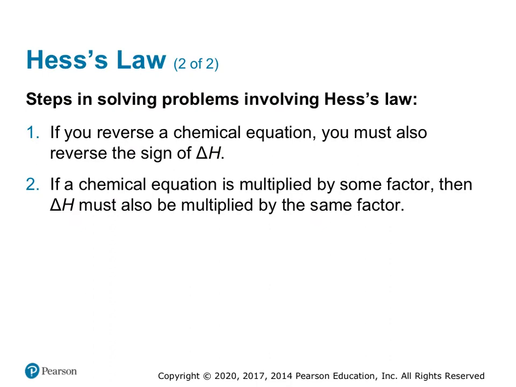There are really only two rules for Hess's law. The first is if you reverse the direction of a chemical equation, flip the reactants and products, then you reverse the sign of delta H. So if you flip the reaction, you flip the sign. And then the second rule is if a chemical reaction is multiplied by a factor, then the delta H is multiplied by the same factor as well. So in order to get your coefficients to be equal, maybe you need to multiply the reaction by 2, and so all the coefficients get multiplied by 2, then the delta H gets multiplied by 2 as well.